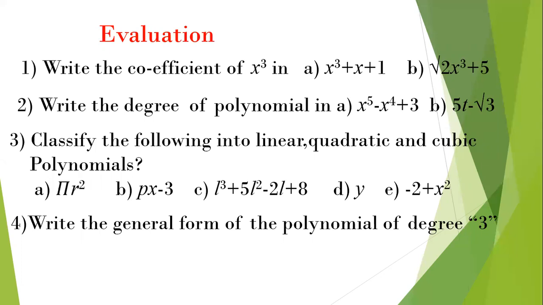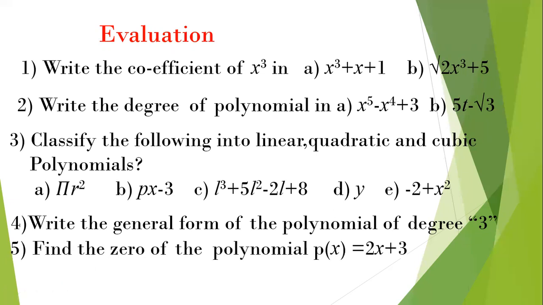And the fourth one is write the general form of the polynomial of degree 3. Already the definition and the general form are given, that is p of x is equal to a0 x power n plus a1 x power n minus 1 plus a2 x power n minus 2, and so on, plus an. This is the general form of the polynomial. Using the degree, you just substitute the value of degree, that is n is equal to 3, in the formula. You get the general form of the polynomial of degree 3.